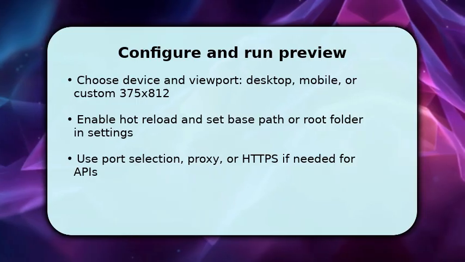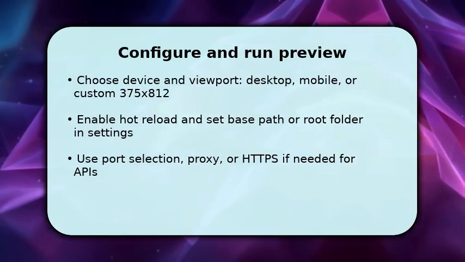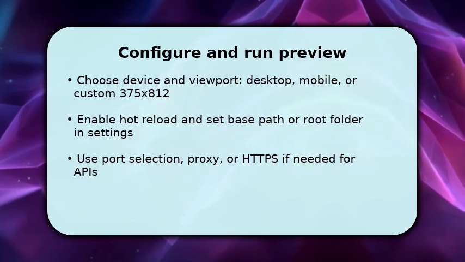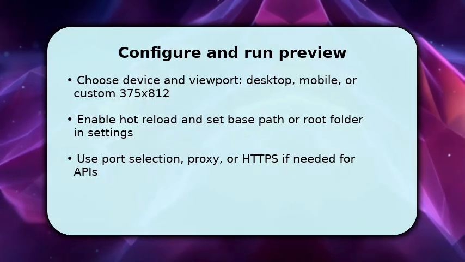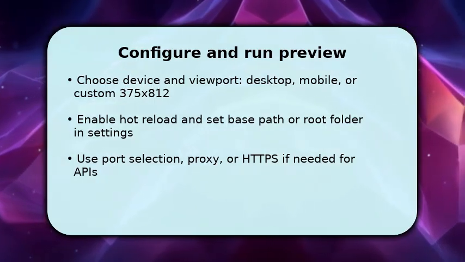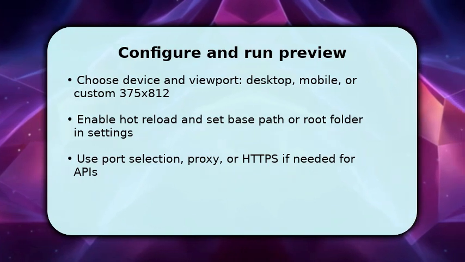If your app talks to APIs, set port, proxy, or HTTPS in the extension settings to avoid mixed content and CORS problems. Once configured, launch the preview and observe console output for server details and network requests.